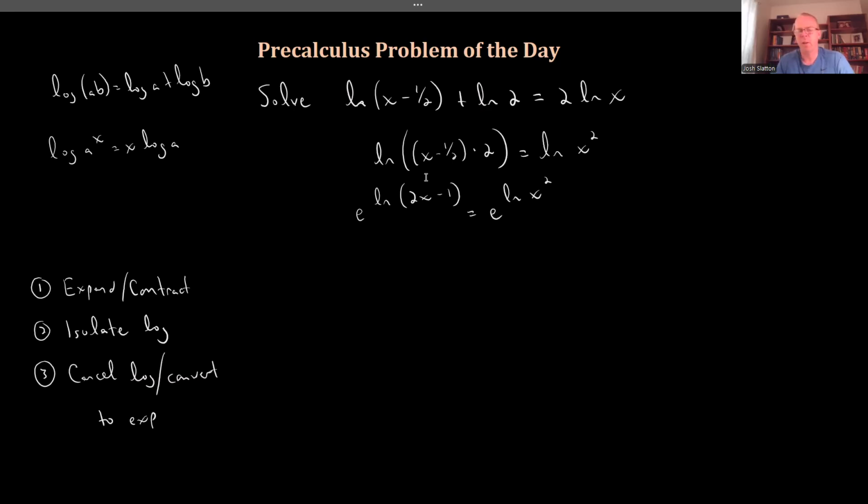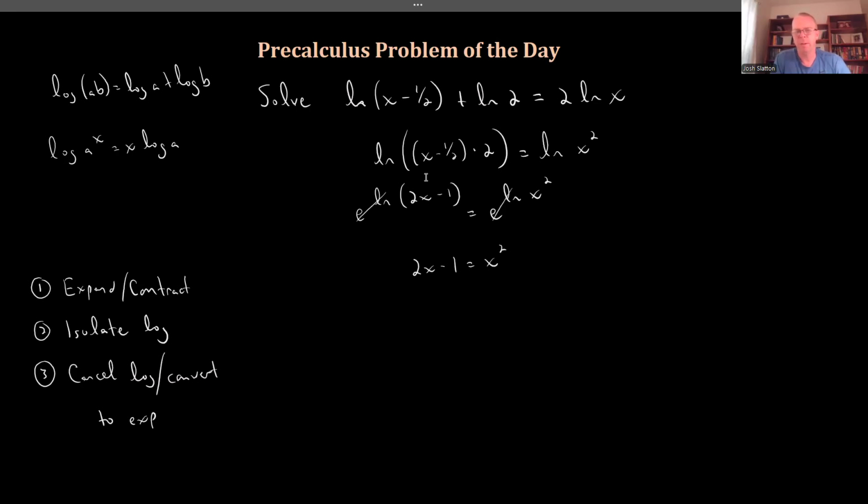Now this is actually what you're doing. A lot of times in the class I will say just cancel the logs, but this is really what you're doing. e to the ln and e to the ln. Now e and ln will cancel each other out. And so you have 2x minus 1 equals x squared.